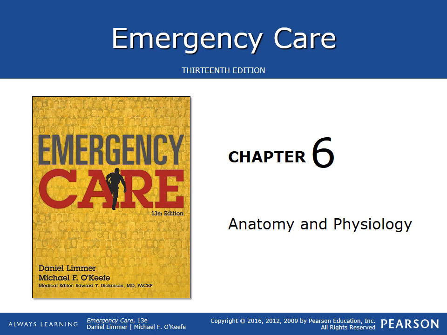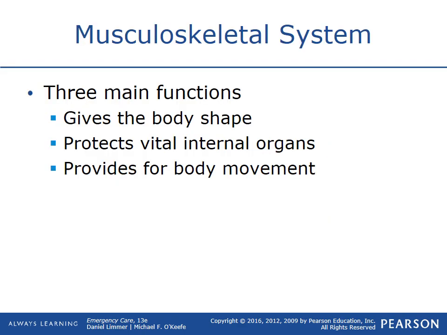Okay, let's start on Chapter 6, page 111 in your books. Follow along. All right, so the musculoskeletal system has three main functions. It gives the body shape, it protects vital internal organs, and it provides for body movement.